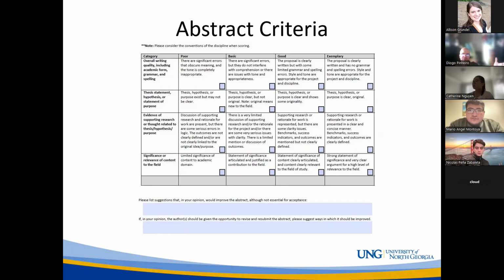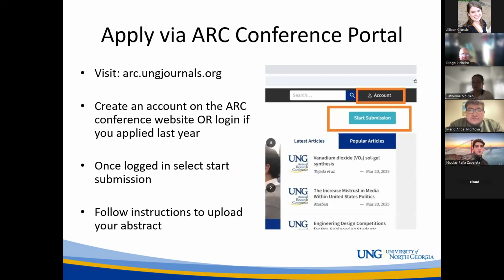Now, once you have your abstract ready, you would visit our website, arc.ungjournals.org. And there, if you don't have an account yet, you create an account. And then if you have an account, you would log in, and then you would click on that button that says Start Submission, right? And keep in mind that there's going to be a few things that you're going to have to fill out, right? Questions that we'll have about your presentation and so on and so forth, so that you complete the application there on top of submitting your abstract, right? So read the instructions closely to make sure that everything is in there, right?